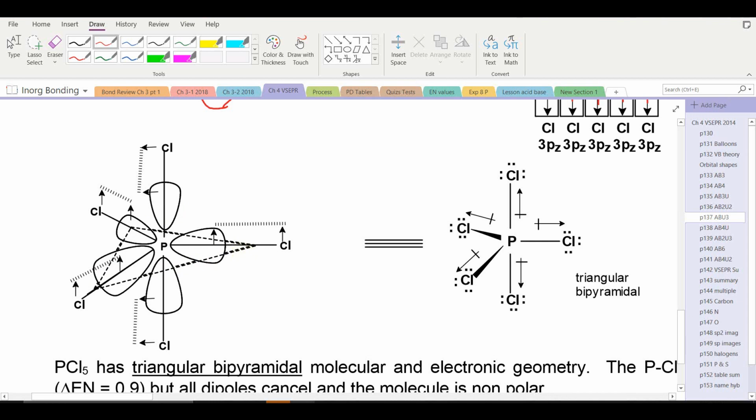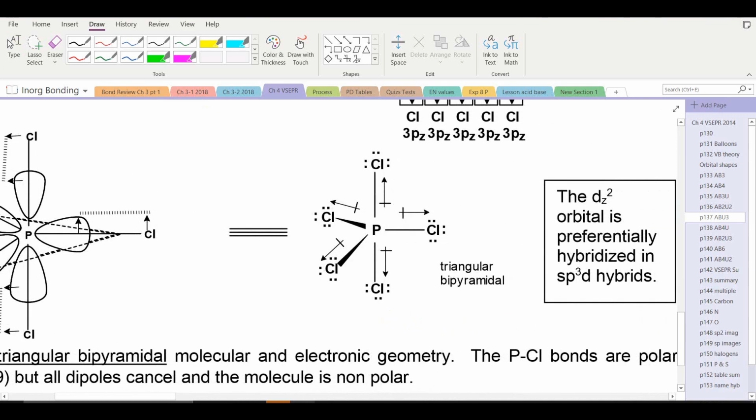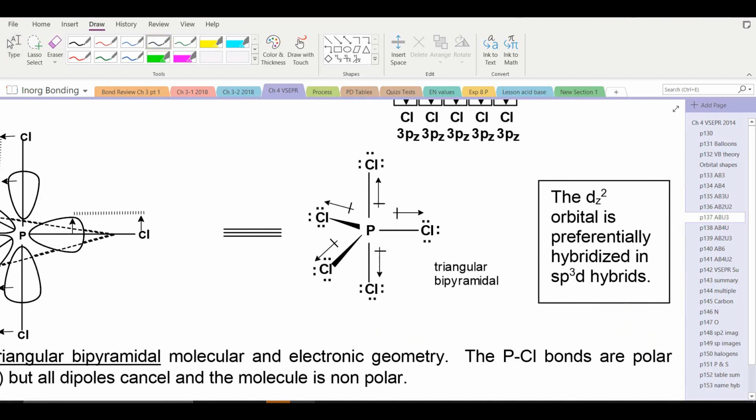Now, the bonds are, in fact, polar covalent because chlorine has electronegativity of 3, phosphorus is 2.1, the difference is 0.9, so it's polar covalent, but the dipoles will cancel both in the equatorial plane and in the axial plane. So on the whole, PCl5 is a non-polar molecule. Its molecular geometry and its electronic geometry are both triangular bipyramidal.